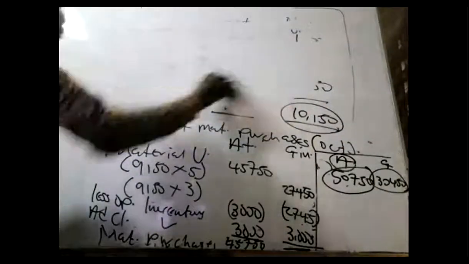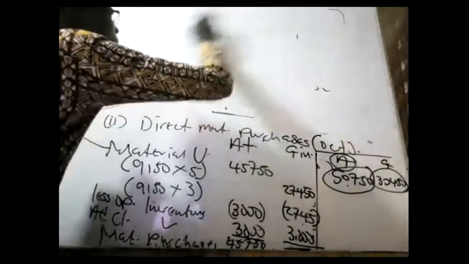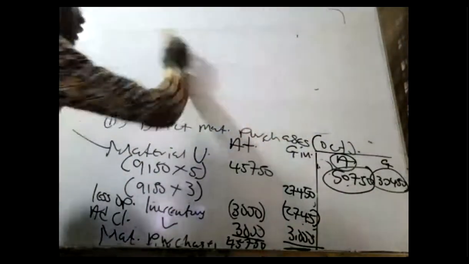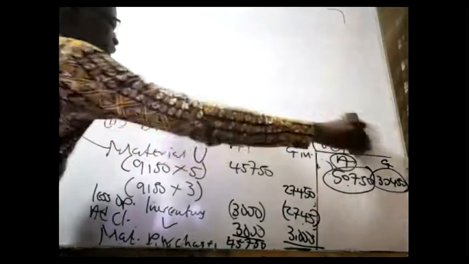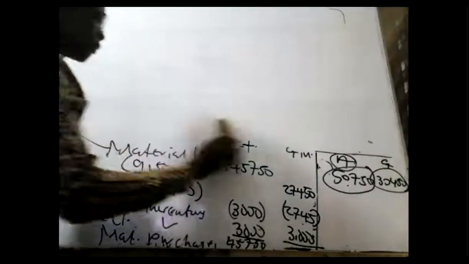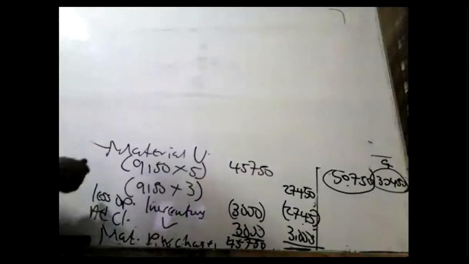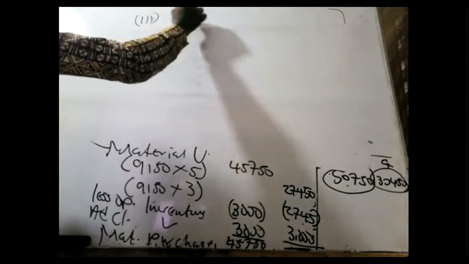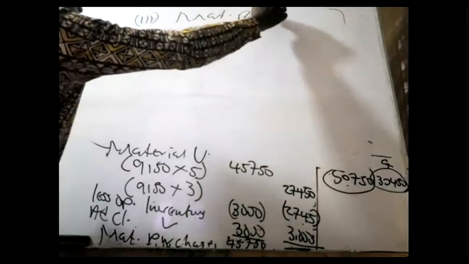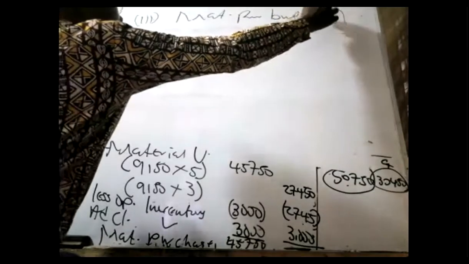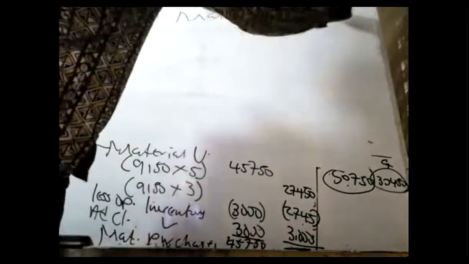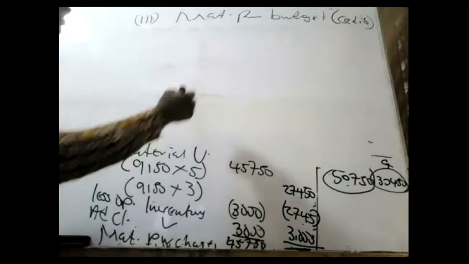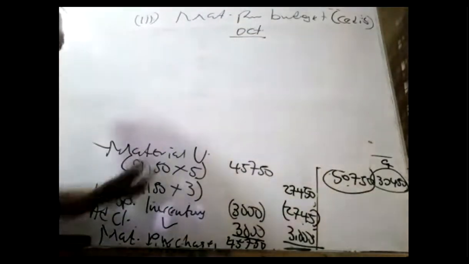I'll do that one here before we say bye bye to functional budgets and we start with the master budget. From the functional budgets, we prepare what you call the master budget. So here, tell the examiner that this is the material purchases budget. Each bracket is in what? Cedis. So tell the examiner. It's the month of October, only October.